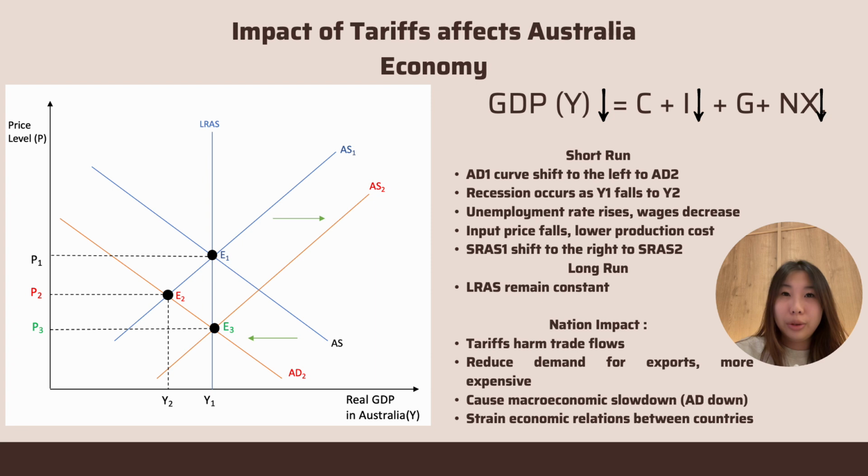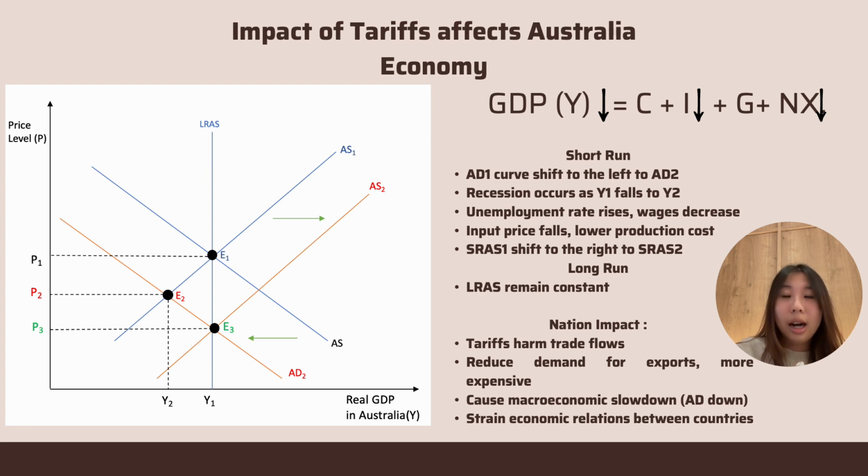Next, for topic two, I will talk about how the imposition of tariffs affects the Australian macroeconomy. When tariffs are imposed on Australian exports, particularly by a major trade partner like the US, they reduce international demand for Australian goods. As exports decline, net exports fall, causing aggregate demand to shift leftward from AD1 to AD2. This moves the economy from equilibrium point E1 to E2, where both real GDP decreases and the price level falls, signaling a slowdown in economic activity and rising unemployment.